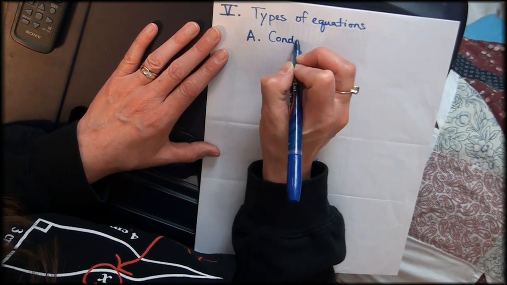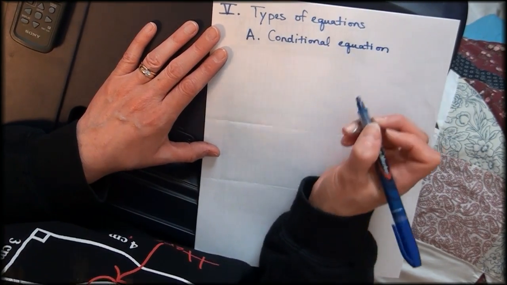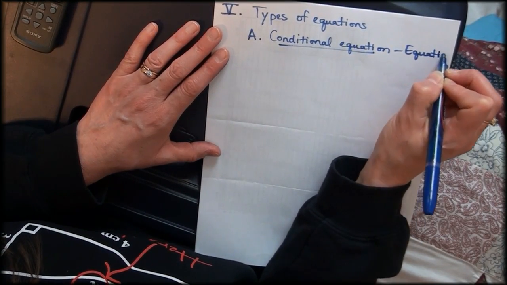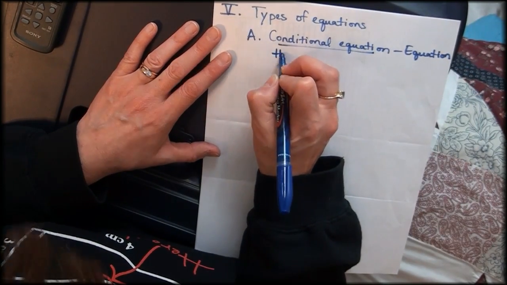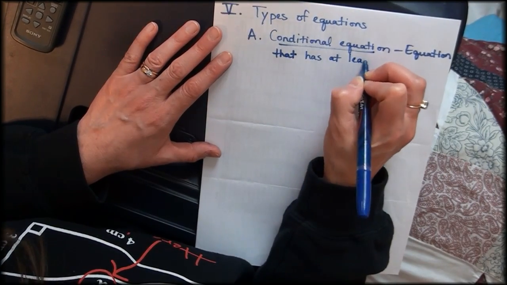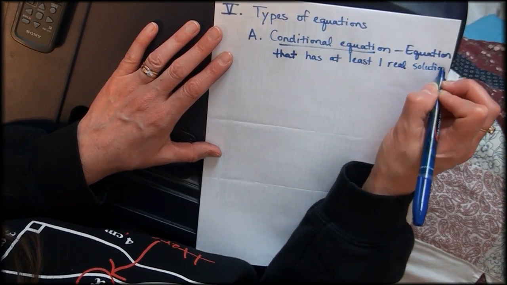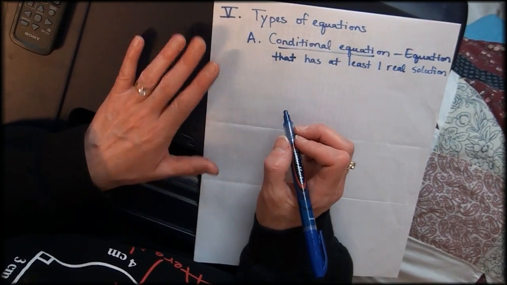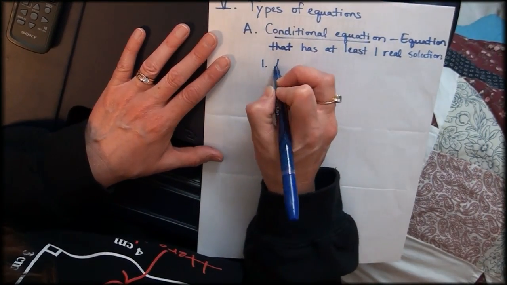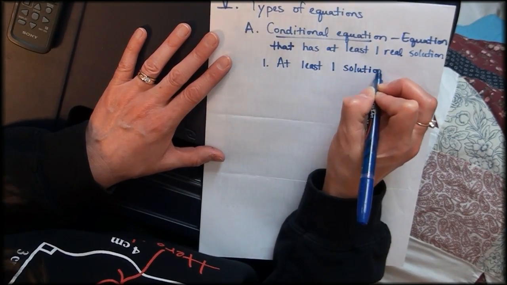Now, the first type is what we call a conditional equation. This is the one you're used to seeing, the one that typically happens. And a conditional equation is an equation that has at least one real solution. Now, typically what happens is there is one solution, but sometimes you can have more than one. Sometimes you can have two or even three solutions. So the idea here is that you have at least one solution, at least one answer.